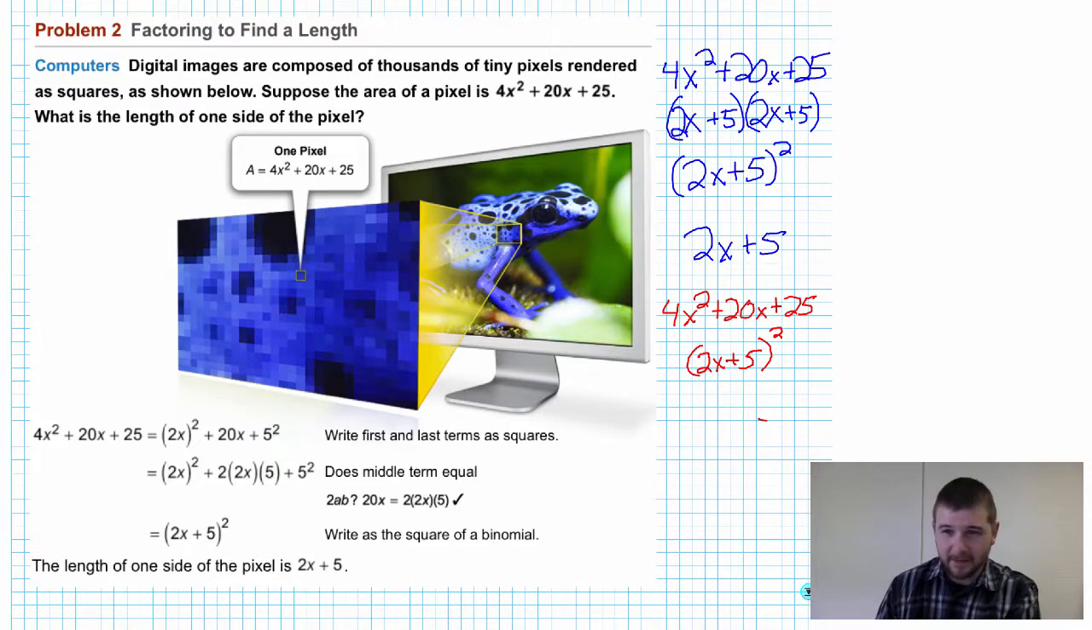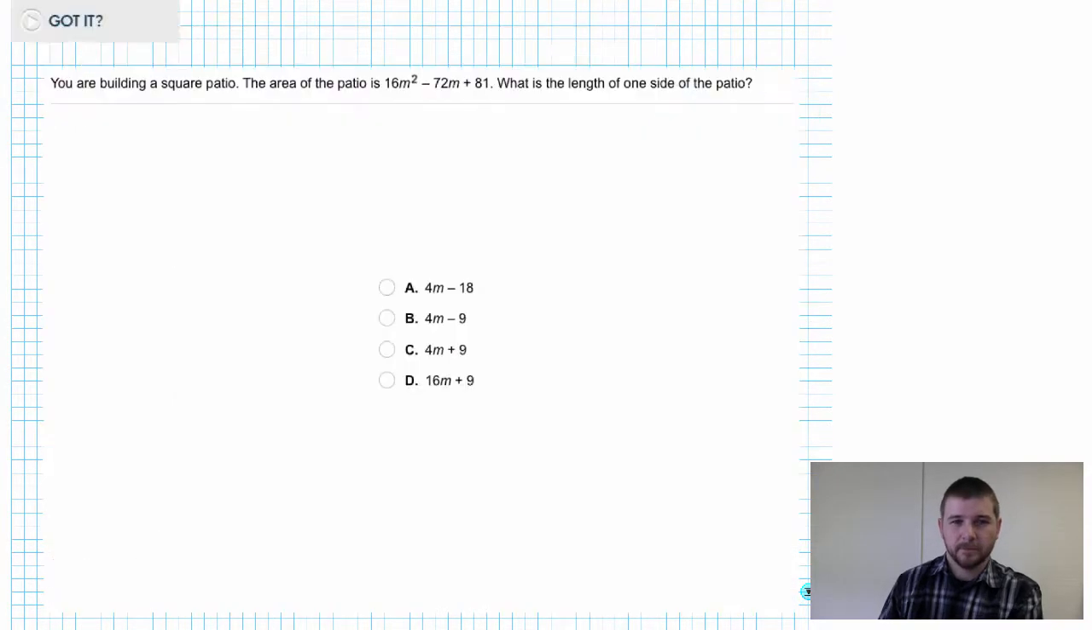So you can see, recognizing a perfect square trinomial can save you some time and work. And here's a chance to show that you have got it. You are building a square patio. The area of the patio is 16m squared minus 72m plus 81. What is the length of one side of the patio? Work carefully and make your selection from the choices below.